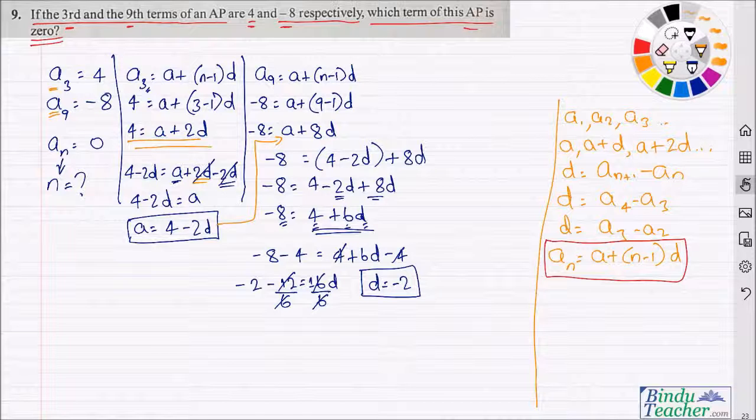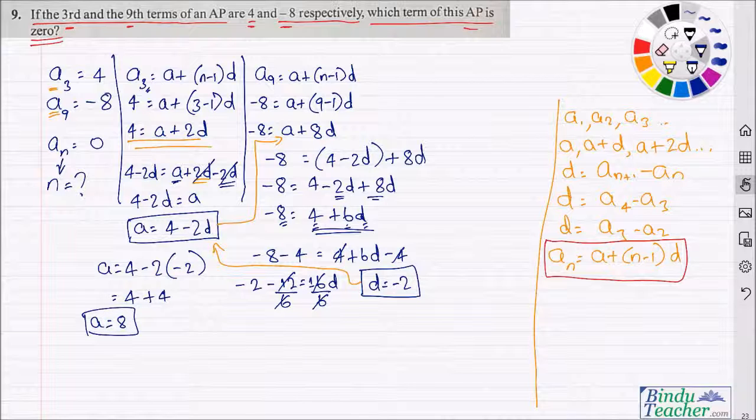Now we can use the value of d in this equation, right? So we'll write a equals 4 minus 2 into, we have the value of d as minus 2, equals 4 minus into minus, we have plus 4. So a equals 8. So we now have the value of a, which is equal to 8, and we have the value of d, which is equal to minus 2.